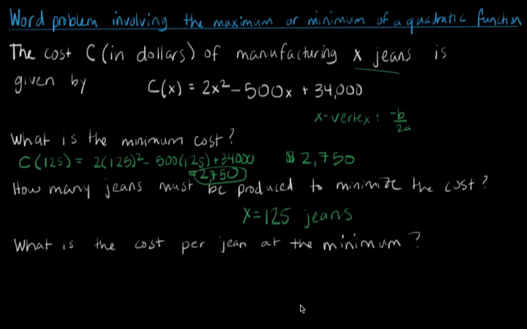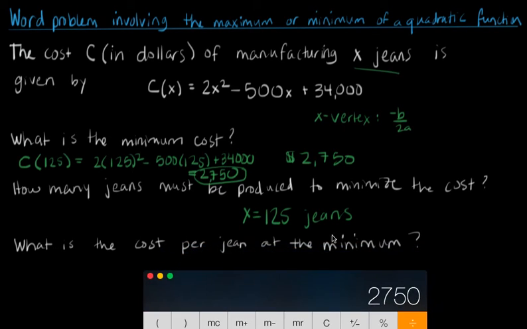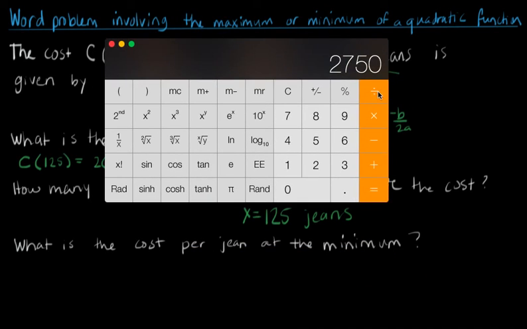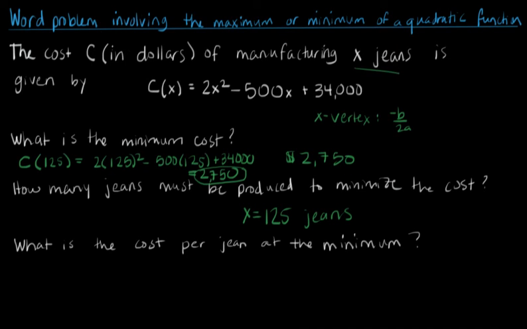Then it says, what is the cost per jean at the minimum? So for each jean at the minimum, we need to do 2,750 divided by 125. So divide that by 125, and we get $22. So each jean is costing $22 when we're at our lowest production point.